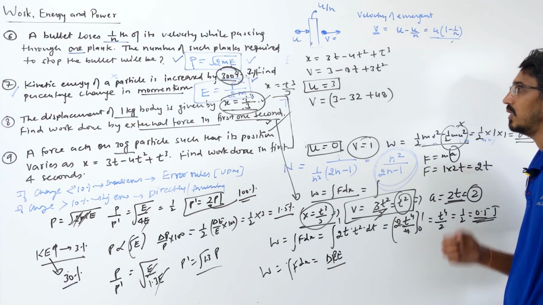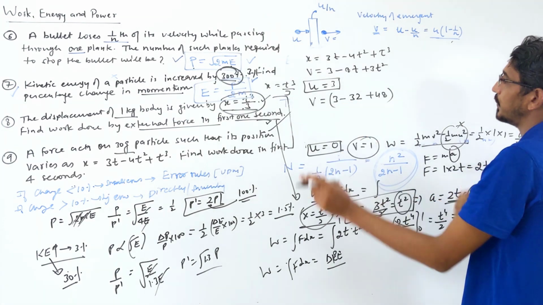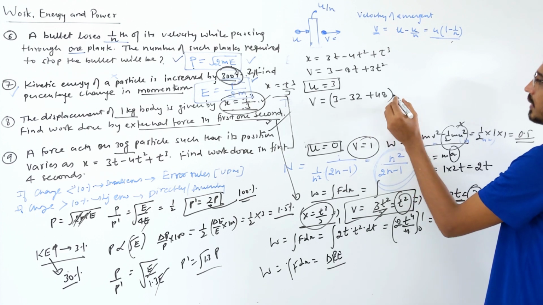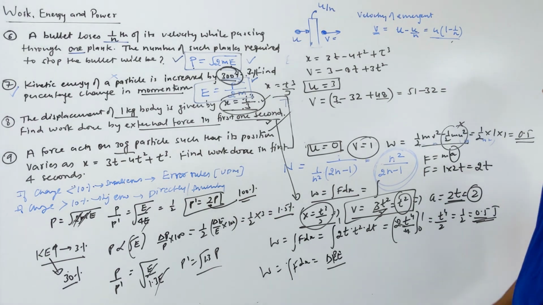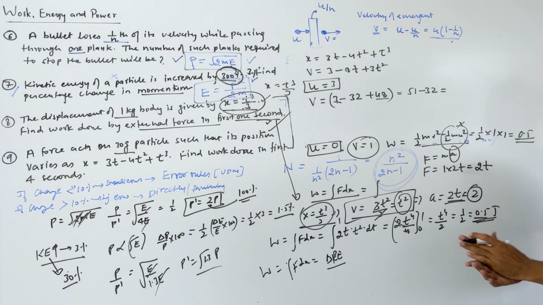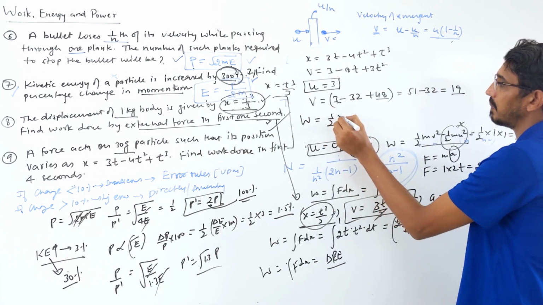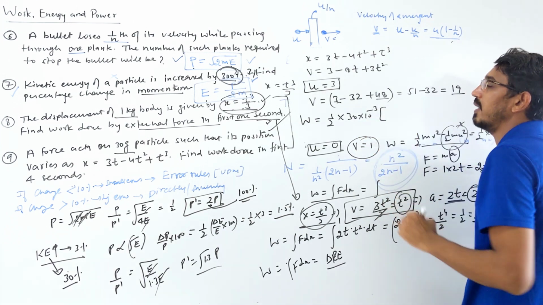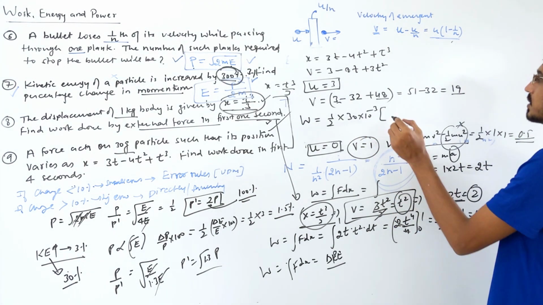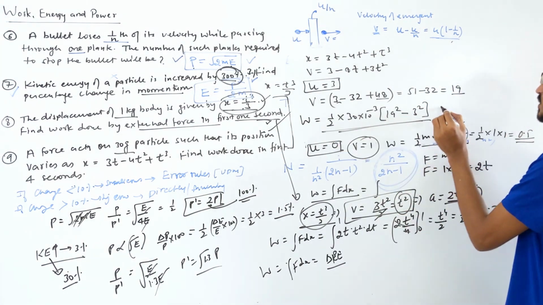Okay, so if you simplify this, 3 minus 32 plus 48 gives 19. Initial and final velocity are known, now work done is simply half m, I am taking half and m common. m is given as 30 gram, 30 into 10 power minus 3 kg, and final velocity square minus initial velocity square, so 19 square minus 3 square. You will solve this, I am not solving it, you will get the answer in joules.